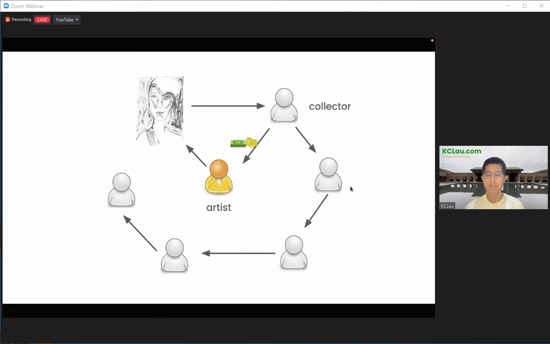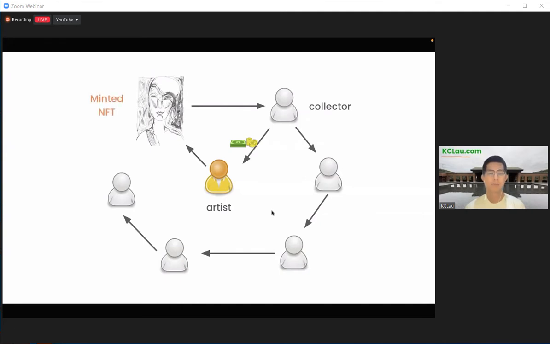And then later collector B can sell to collector C. But the artist also gets nothing, because collector C has to pay collector B just to get the painting, right? He can put it on his wall, in his living room, whatever he wants. So this goes on and on. And if the artist eventually becomes very famous, then this painting becomes worth 100 times more, 1,000 times more. But it has nothing to do with this artist anymore, because it's the new owners who own the art and can sell it, right?